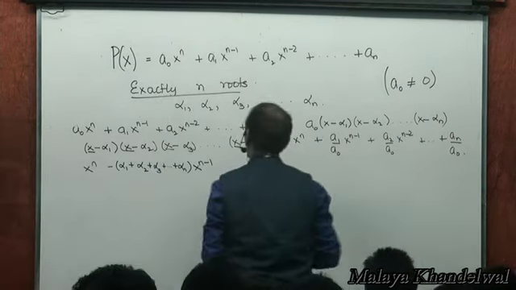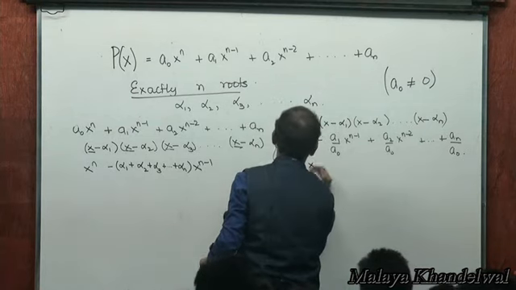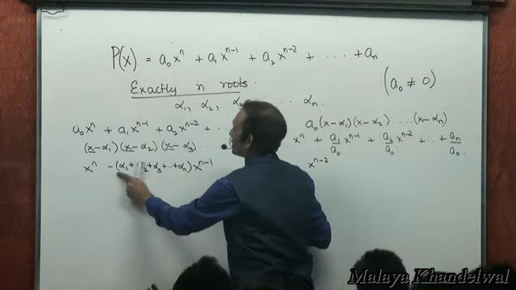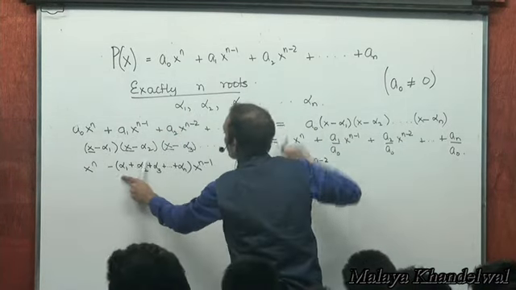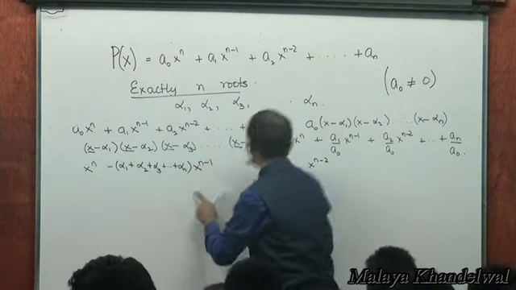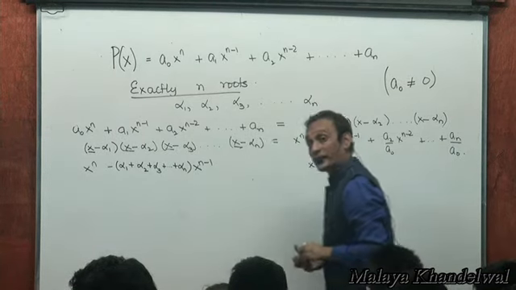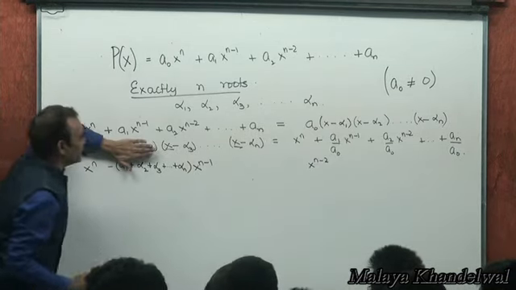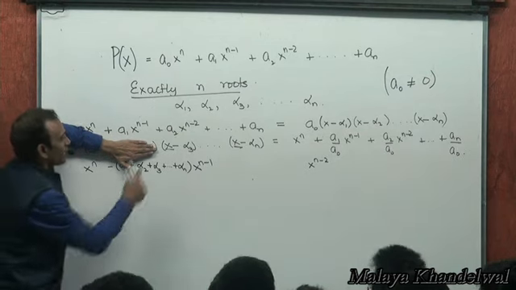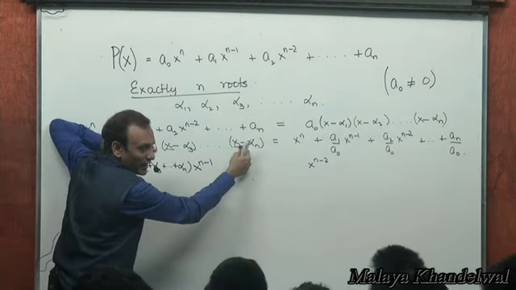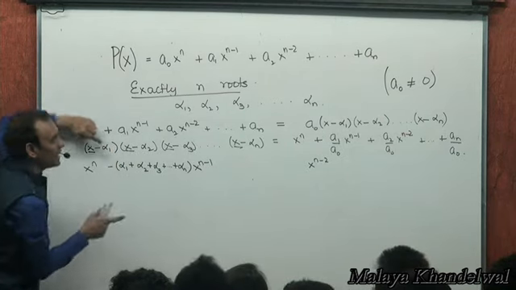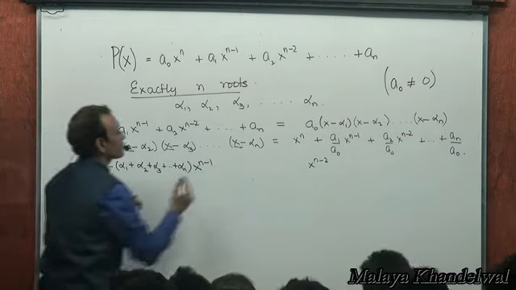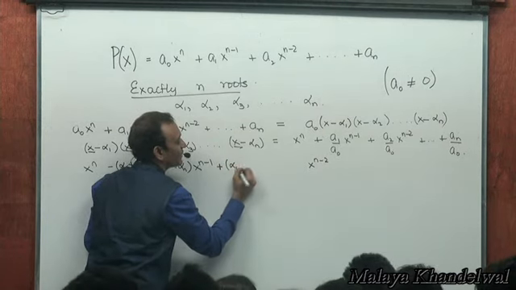Now, the coefficient of x^(n-2). Now, how many terms are these? nC1 terms, right? There are n of these numbers, taking them one at a time. That will give me nC1 terms here. Now, how do I obtain x^(n-2)? I hide two factors. Then x into x into x, x^(n-2) into minus alpha 1 into minus alpha 2. That means plus alpha 1 alpha 2, right? So plus alpha 1 alpha 2.